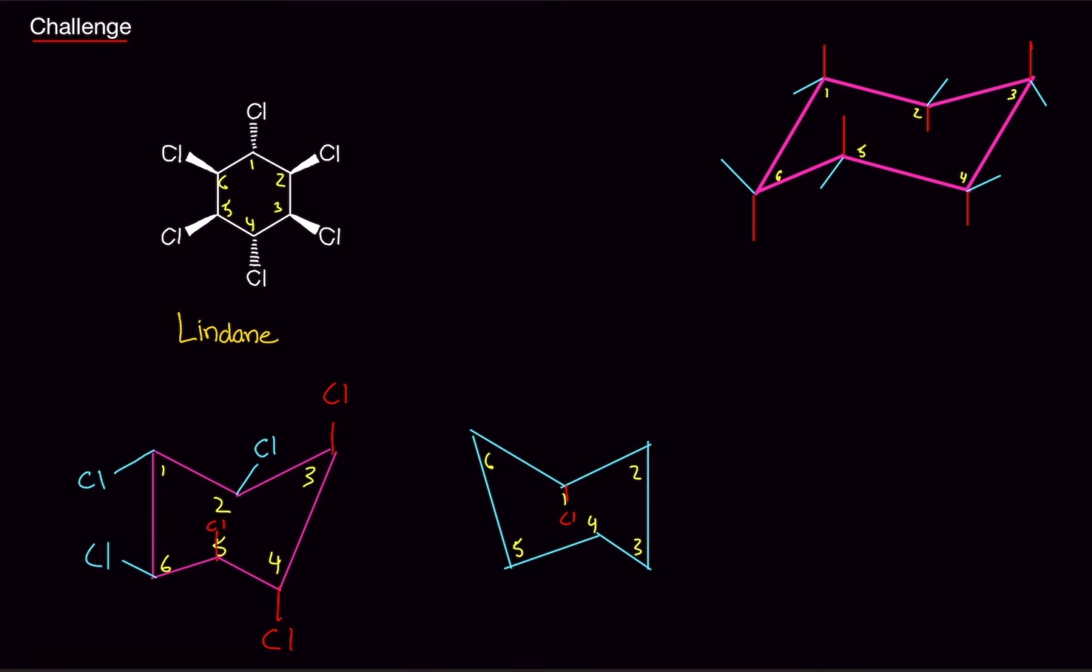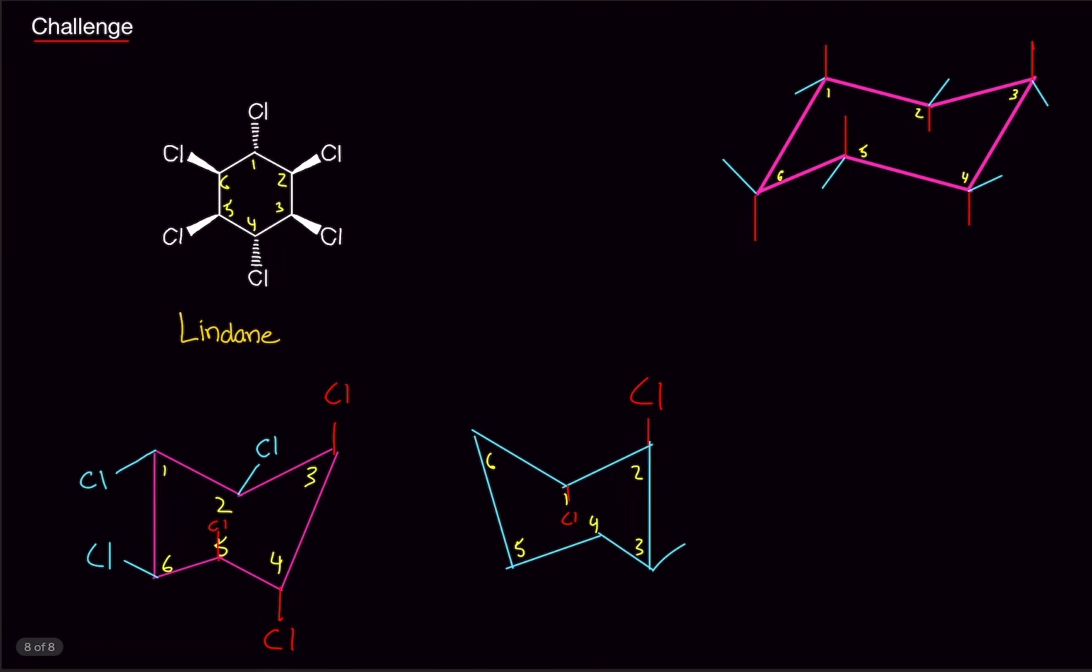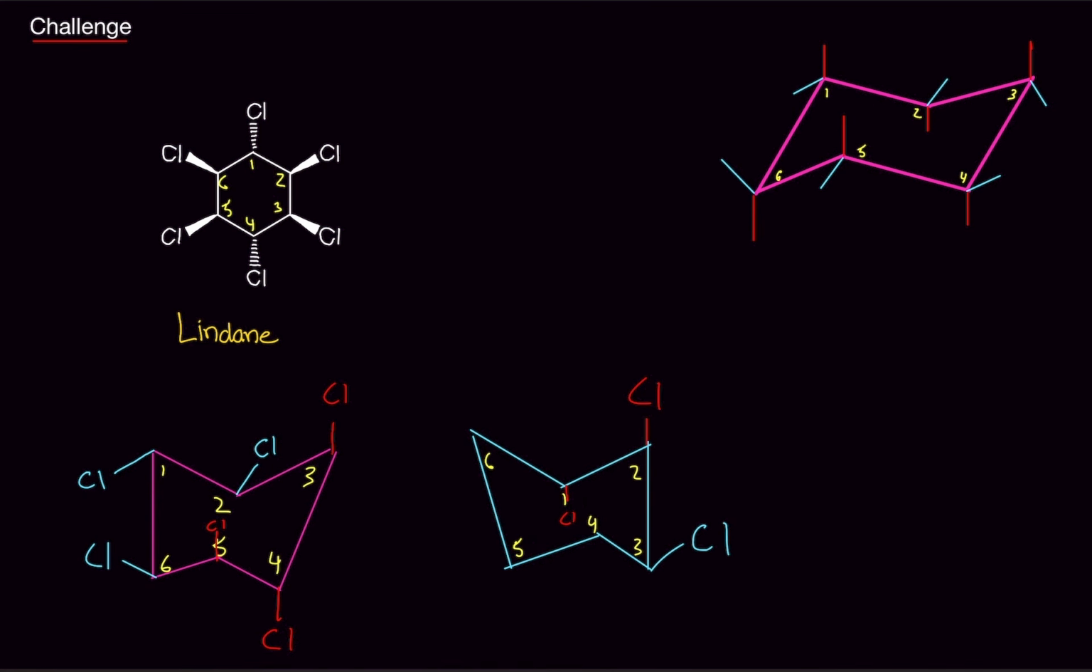Carbon number 2, we are on the equatorial position here, so it must be on the axial position. So we're going to look over here. Axial is going straight up. Sweet. Carbon number 3 is on the axial position, so it's going to be on the equatorial position. Okay? So for the equatorial position, it is pointing this way. So, chlorine here.